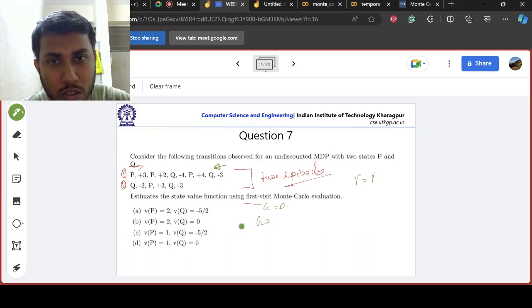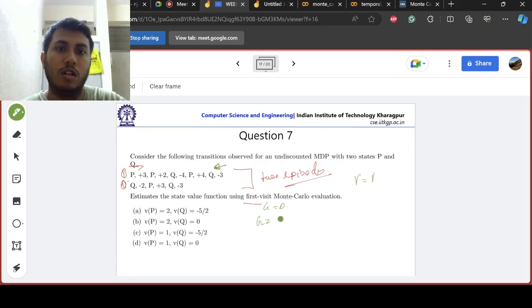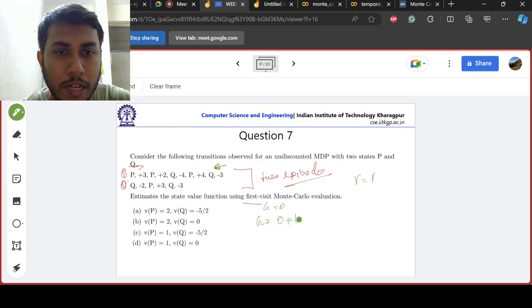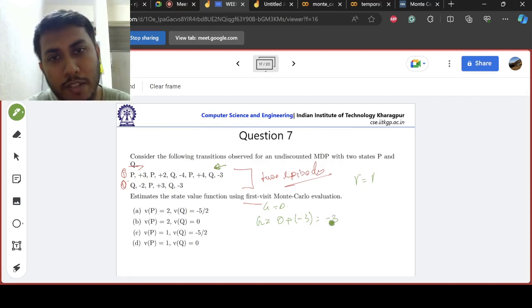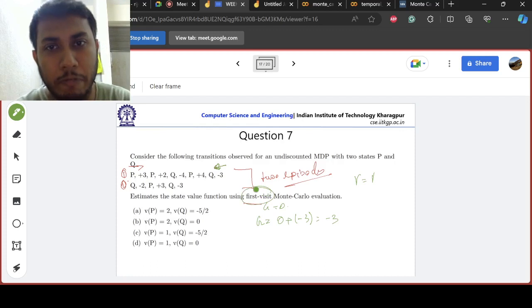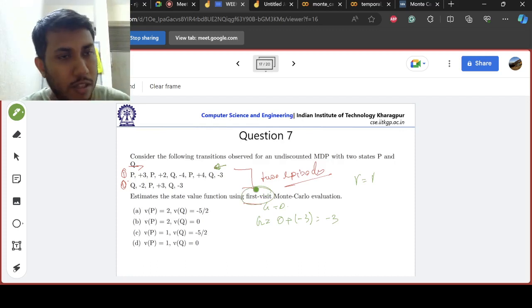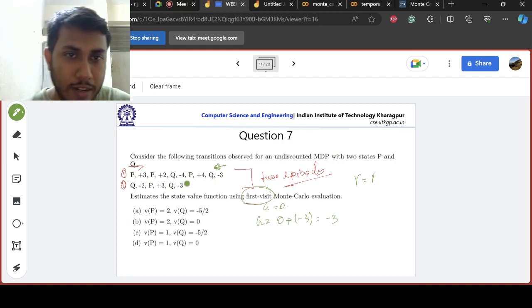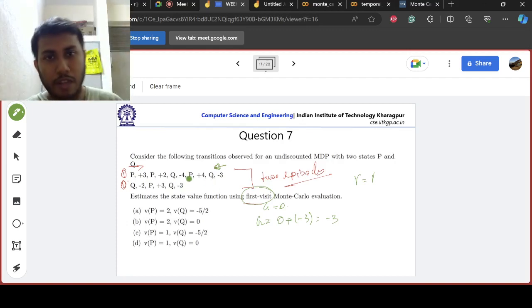So G equals 0 plus minus 3, right? So it will be minus 3. Now the first visit, if you remember what first visit and every visit is, in first visit you update it when you reach the last time you visit the state. In this case, Q is not the last time we are visiting, we will visit again later. So that time we will store it.